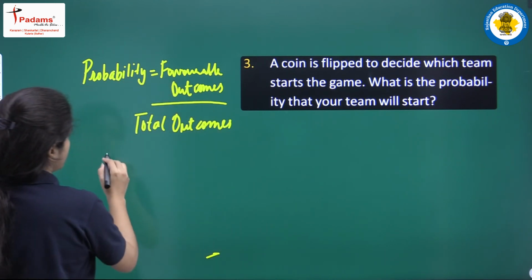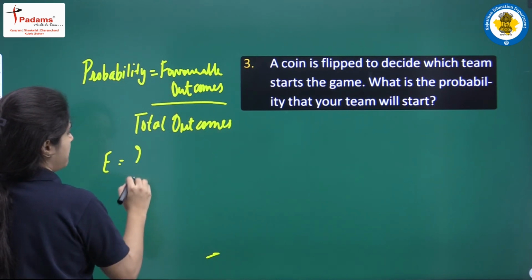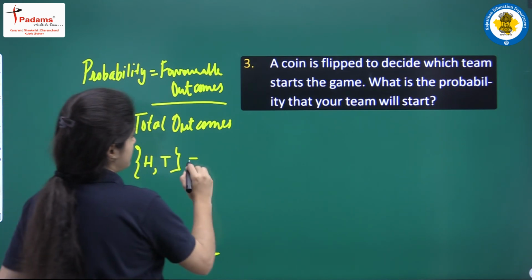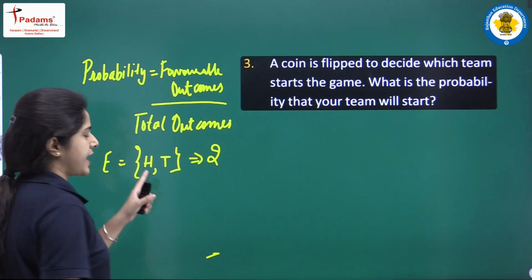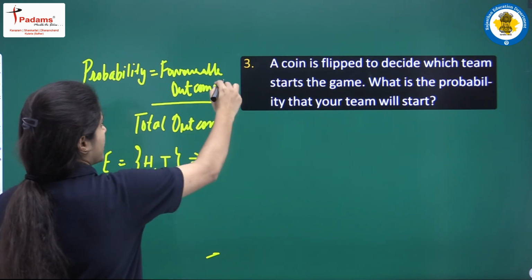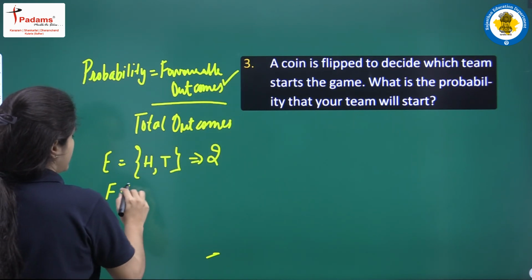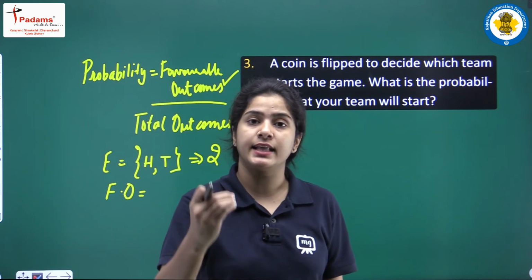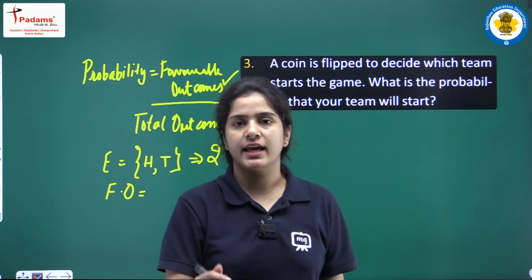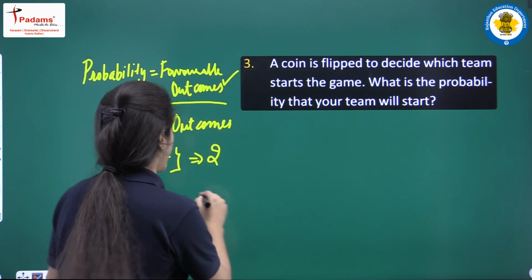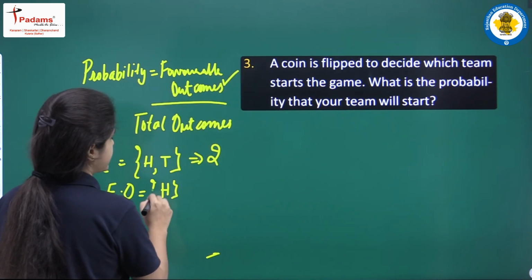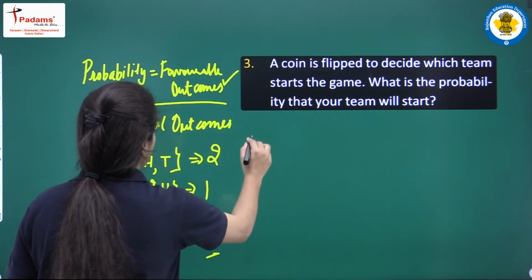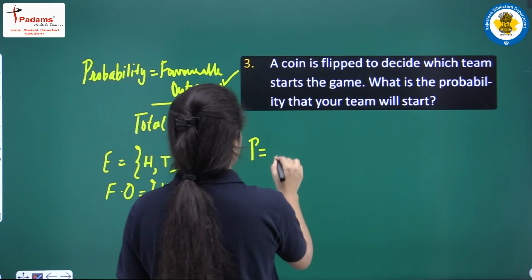Now we know that the event can be heads and it can be tails. Alright students? So the number of outcomes, that is total outcome, is equal to 2. It can be heads and it can be tails. But what is the favorable outcome? Suppose I want to start the game and I have decided that there should be heads up on the top, then I want the heads, right? So I want only and only heads. Then it can happen only one time, okay? So the probability is 1 upon 2.